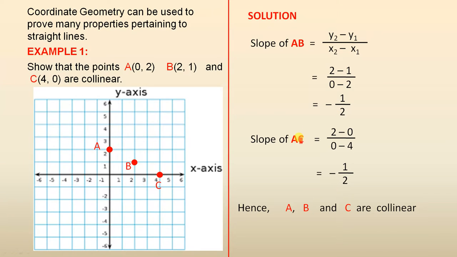Now, let's look at the slope of AC, which is from there to there. And we're going to use the points 0, 2 and 4, 0. So we substitute those coordinates into the formula, and we get that the slope of AC is -1/2. So, from A to B, the slope is -1/2. From A to C, the slope is -1/2. Hence, A, B and C are collinear.